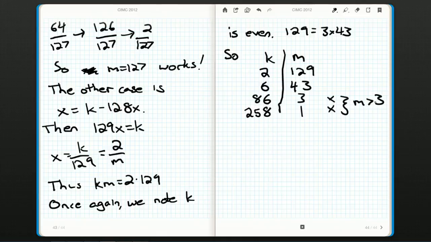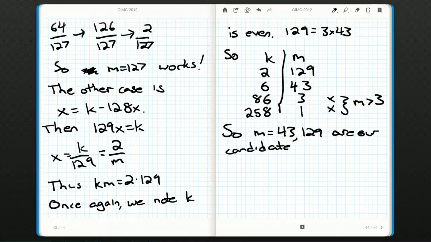So we have only 2 possible values left. M is 43 and M is 129. And since the question asks us for 3 values of M, we're likely done. But this is the written section. So we still have to prove that these are the correct answers and we haven't screwed up anywhere. So these are our candidate values.